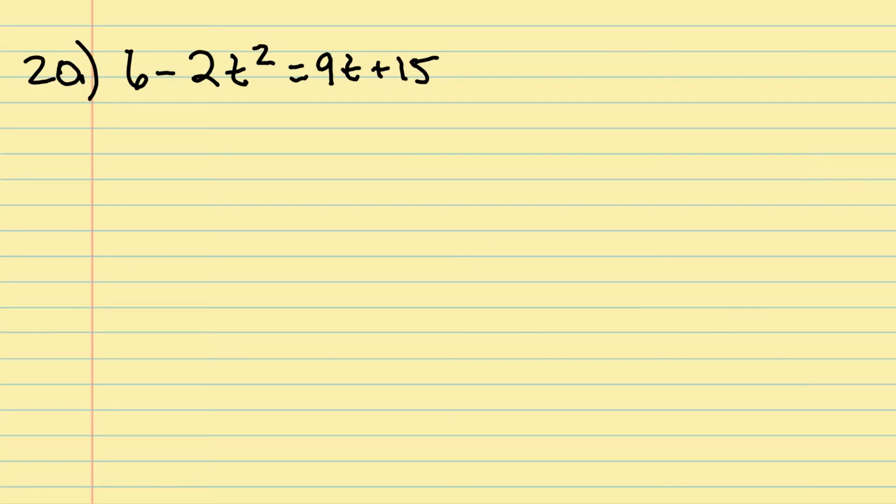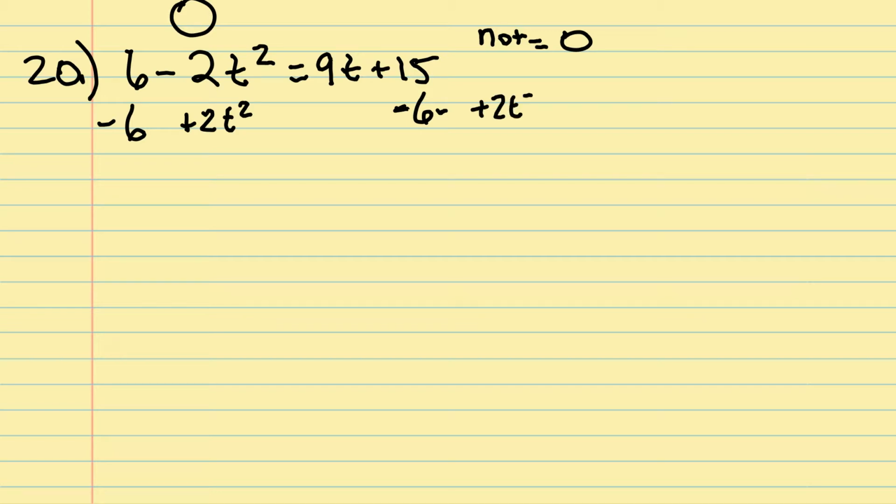Alright, 20 is very similar to 16 where it is not equal to 0. So the first thing I do is pick a side to make it equal 0. I'm going to make this left side equal 0. So I'm going to minus 6 from both sides. Notice 15 and minus 6 are like terms. I'm going to add 2t squared to both sides. Notice 2t squared is not like terms with anything. Alright? So the left side became 0. The right side became 2t squared plus 9t, because it didn't have any like terms. And then 15 minus 6 is 9.